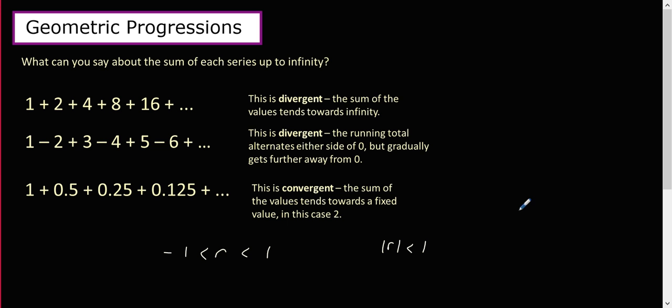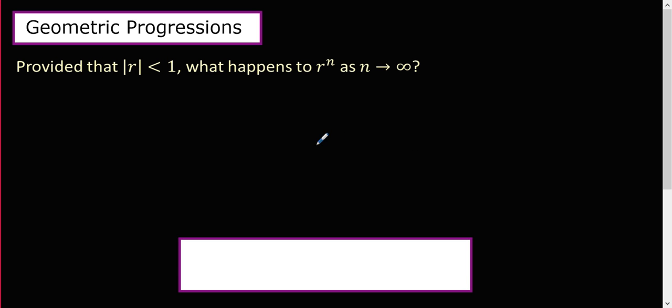It does affect our sum formula, and for one of the first times ever in maths, considering something to infinity actually makes something simple. So let's contemplate for a second, because we know that our sum formula is a times 1 minus r to the n over 1 minus r. And what we're going to think about is what happens to r to the power of n as n tends towards infinity when r is between -1 and 1.